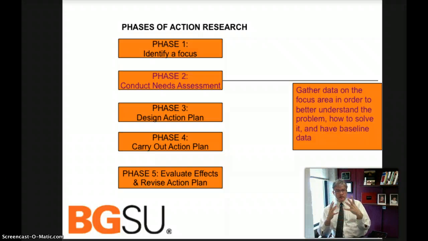So step 2, conduct a needs assessment. Gather data on the focus area in order to better understand the problem and to design particular solutions. So it's not action research to say 7, 8, and 9 are where we traditionally have done poorly, so we're going to put more focus on 7, 8, and 9. We need to understand that more. What are 7, 8, and 9? What are the key background skills necessary for students to have success in 7, 8, and 9? Where do those fall within the curriculum? Why is it that those 3 standards, we look at all the elements that are involved there?